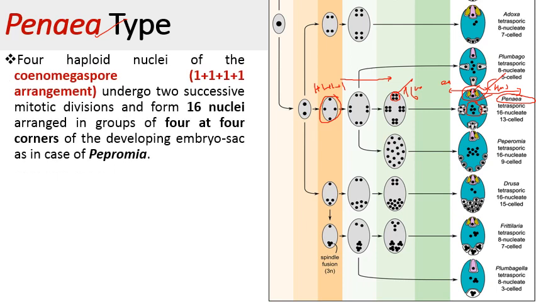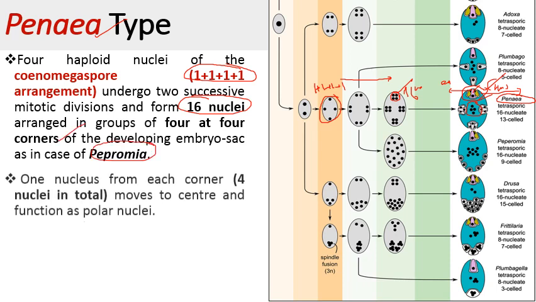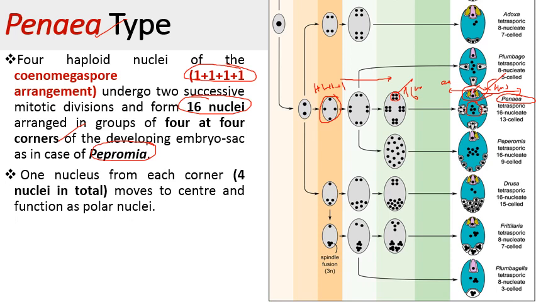So 4 haploid nuclei of the megaspore, that is the 1 plus 1 plus 1 plus 1 arrangement, will undergo 2 successive mitotic divisions and result in formation of 16 nuclei arranged in groups of 4 at 4 corners, that we have studied already in Peperomia. So it is the same here, but the difference is 1 nucleus from each corner. Only a single nucleus from each corner will move toward the center and give rise to the polar nuclei, which will be 4n.